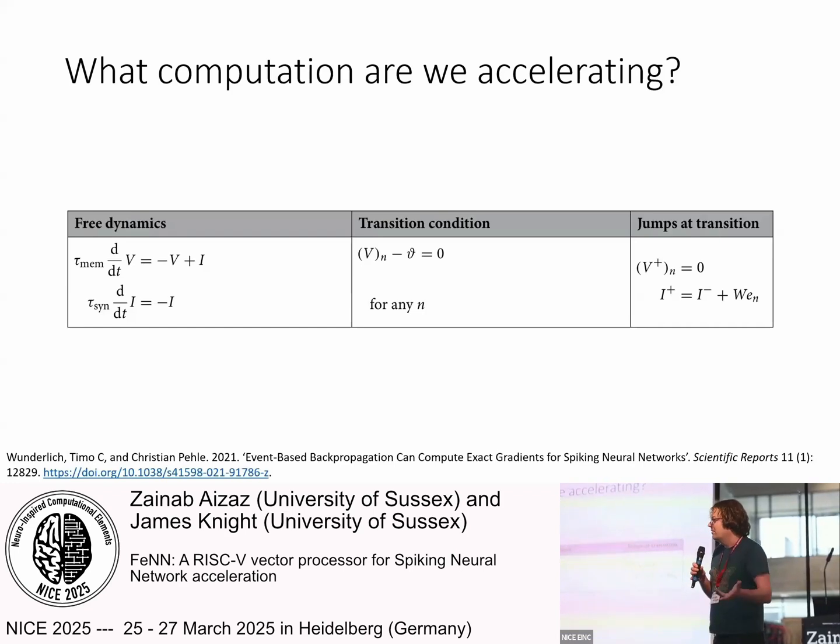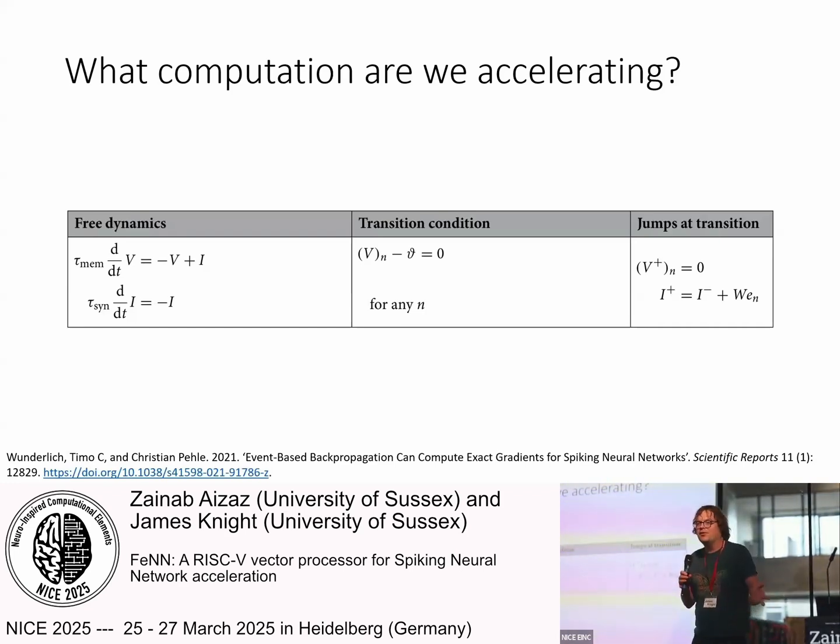There might be more than one transition condition. As someone was talking about earlier, you can have multiple output neurons. You could have multiple transition conditions. And at various types of transition, some reset happens. So some non-differentiable event happens. So in this case, with the LIF neuron, you reset the voltage to 0. And the other type of transition is when you have an incoming spike. And in this case, a weight gets added to the I variable. So spiky neurons are a hybrid system.